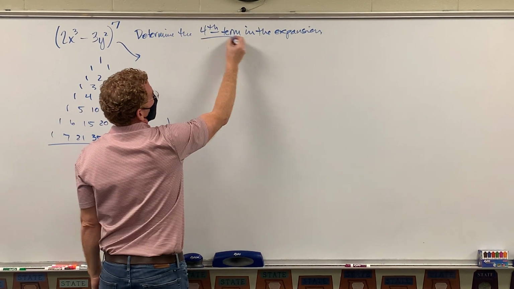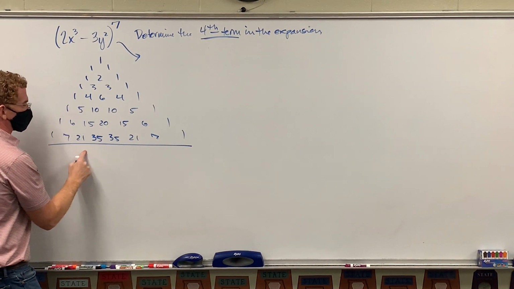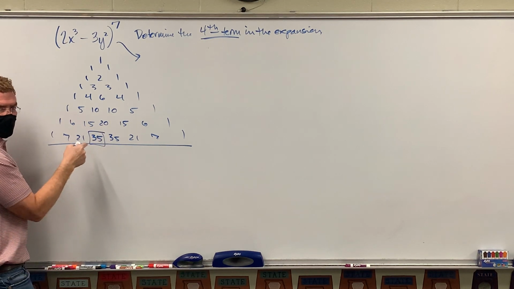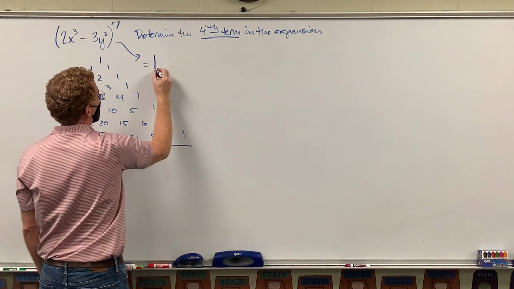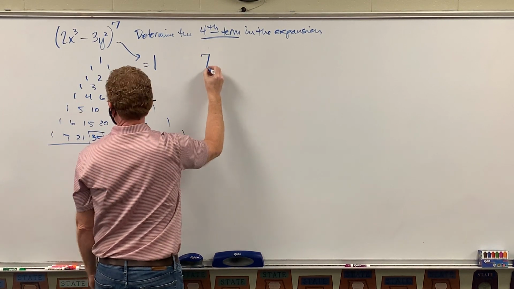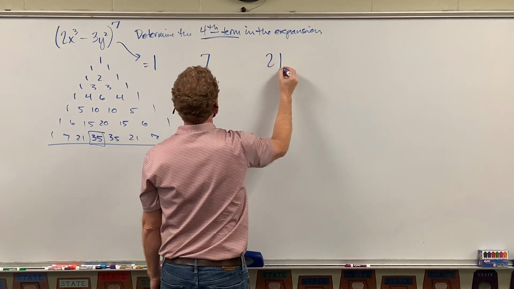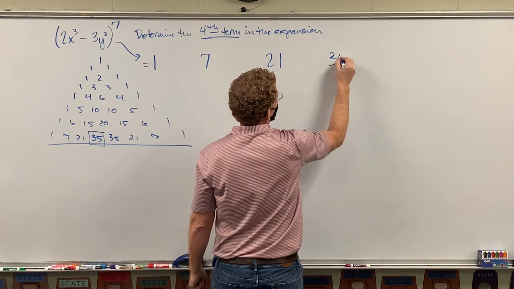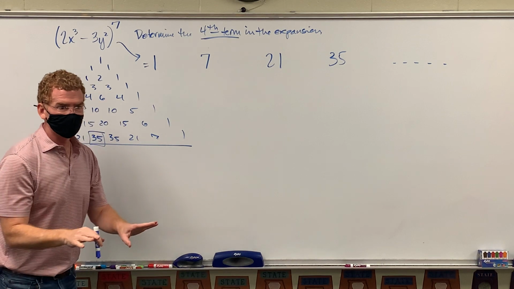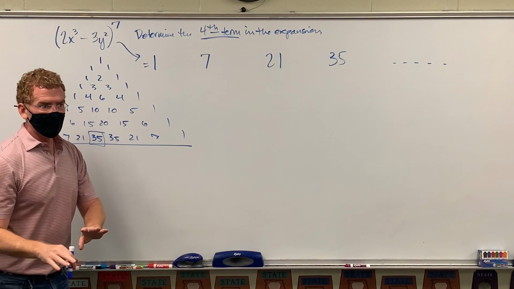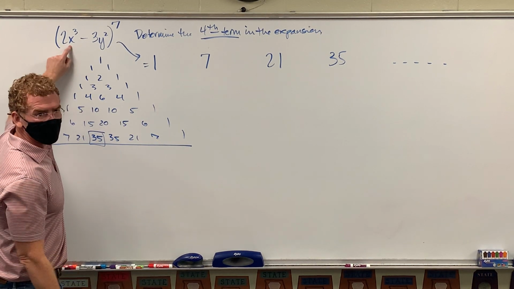And then in a second, we're going to go back and find the 1st, 2nd, 3rd, 4th term, the term that ends up being with that. So here's what I would have done the hard way. 1, something. 7, something. 21, something. 35, something. Yada, yada, yada. Are you with me on that? Yes or no?